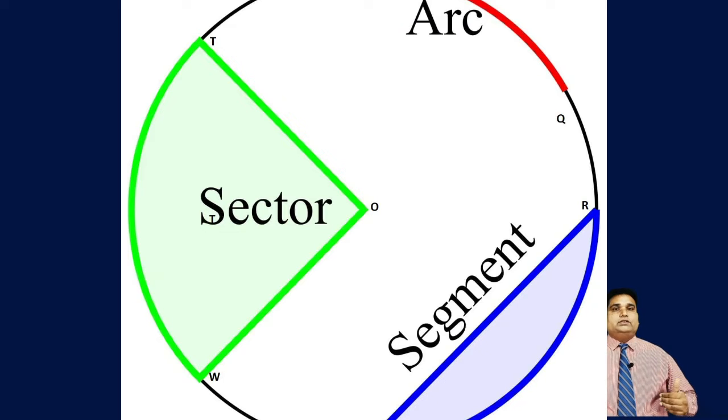Here in the diagram we can see the green segment shown is a sector, and OT and OW are radii, and point O is the center. So TOW is a sector of the circle. And how do we find the area of a sector?